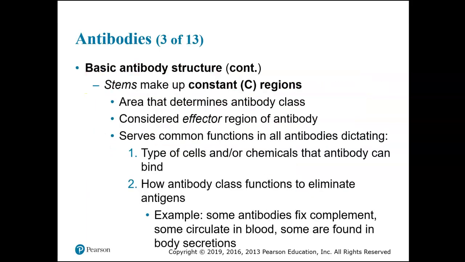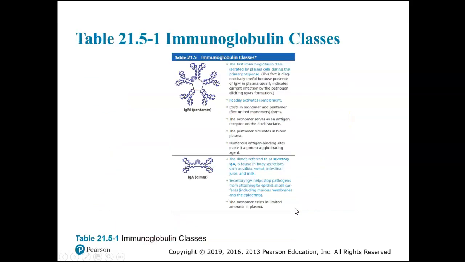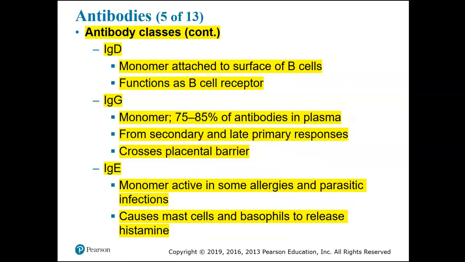And there are 5 classes of antibodies. There's IgM, immunoglobulin M, IgA, IgD, IgG, and IgE. So there's 5 classes, and you just need to know examples of each of the 5 classes. IgA is found in mucus and other secretions like tears. IgD functions as a B cell receptor, and you see IgD antibodies attached to the surface of B cells.